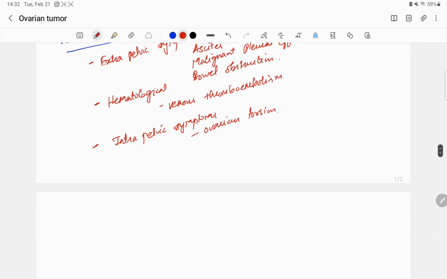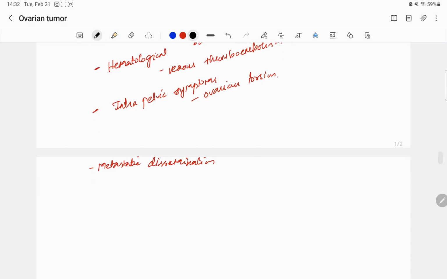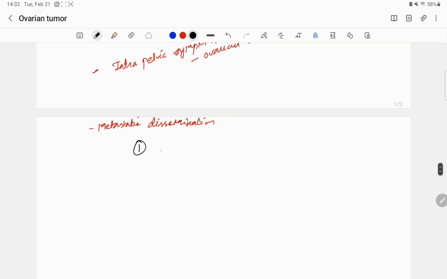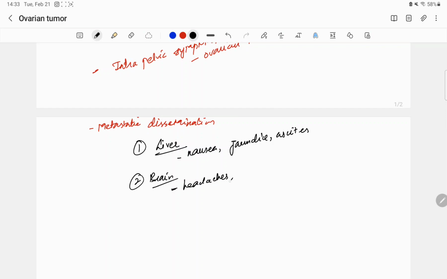And finally, you have the symptoms of metastatic dissemination. Let's consider if the tumor has metastasized into the liver, the patient exhibits symptoms such as nausea, jaundice, and ascites. And if it metastasizes into the brain, you have headaches, seizures, and focal motor deficits.